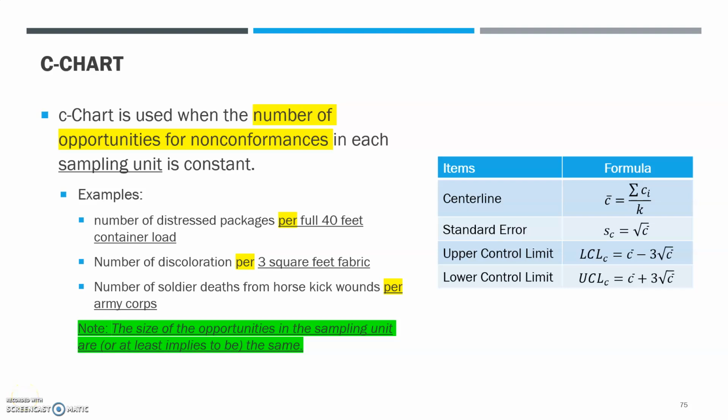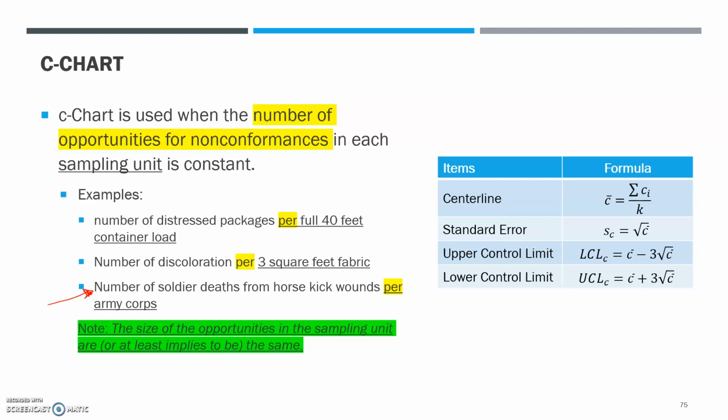So let's begin with the C-chart. Basically, the C-chart is used when the number of opportunities for nonconformances in each sampling unit is constant. What does that even mean? If you look at these examples, it will become very clear. For example, the number of damaged packages per full 40 feet container load, or the number of discolorations per 3 square feet of fabric, or the number of soldier deaths from horse kick wounds per army corps. This is actually an actual example that scholars used to introduce the Poisson distribution.